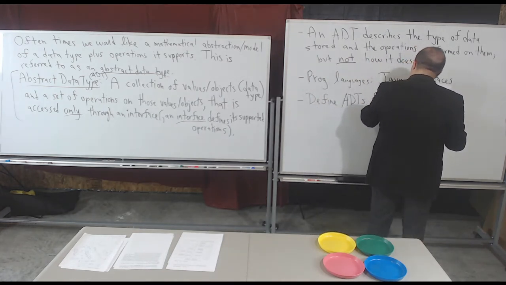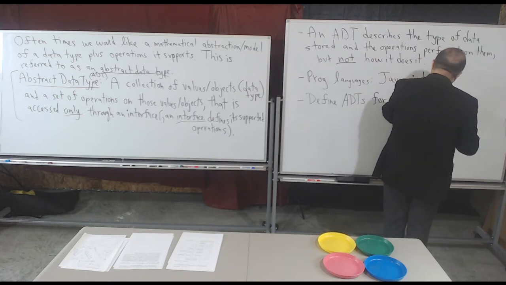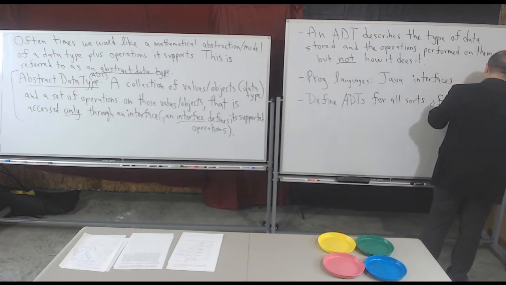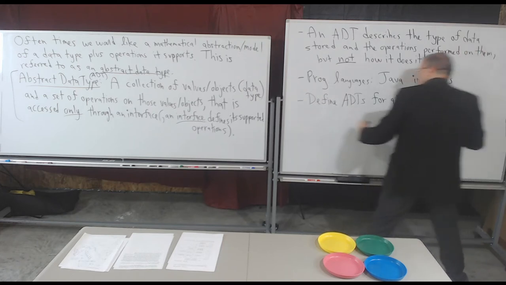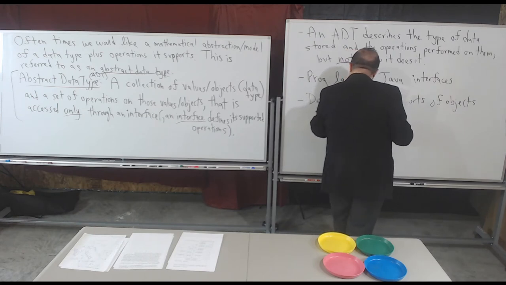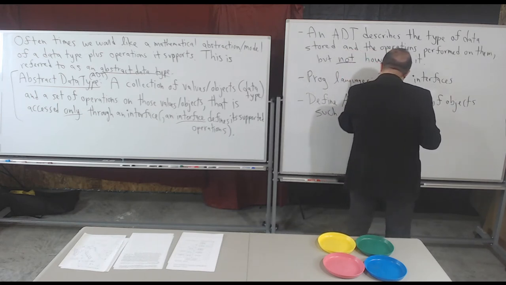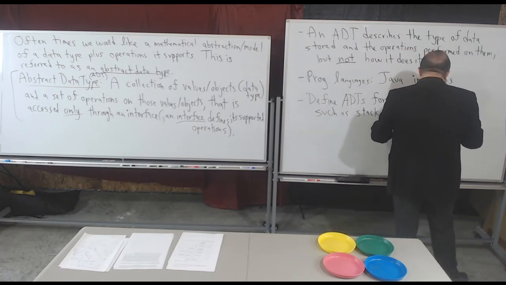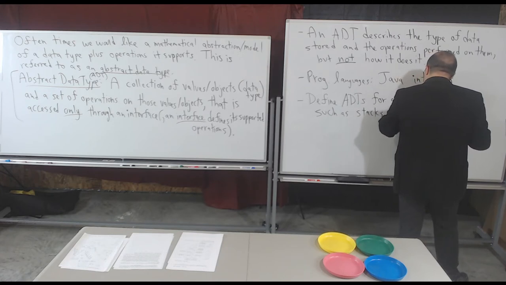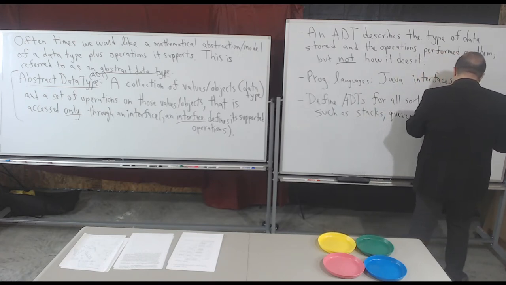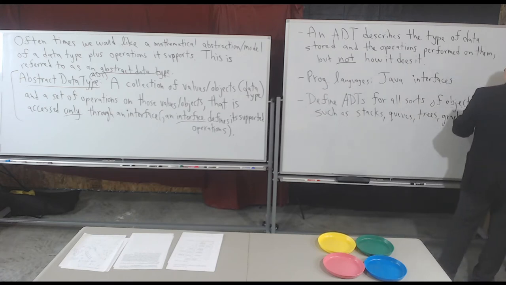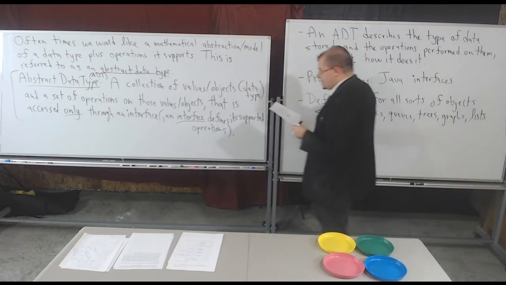For all sorts of objects, such as, and this is probably how you encountered some of these, maybe, such as stacks. If you ever encounter a stack, I'm going to talk about stacks in a moment. Stacks, queues, trees. Later on, we'll talk about in this course trees and graphs. You've probably seen lists before. So, you've probably encountered some of these in the past.